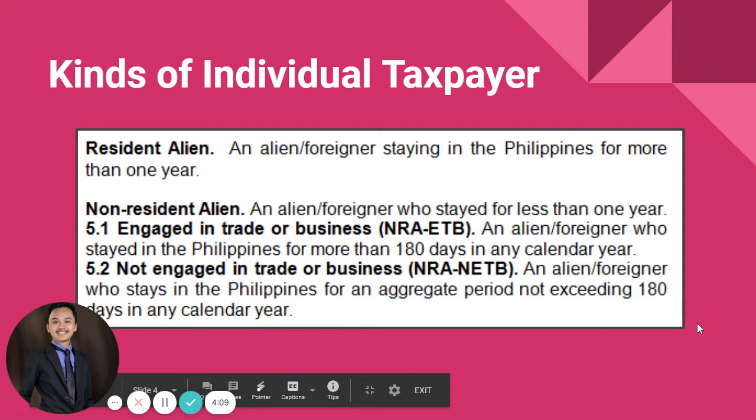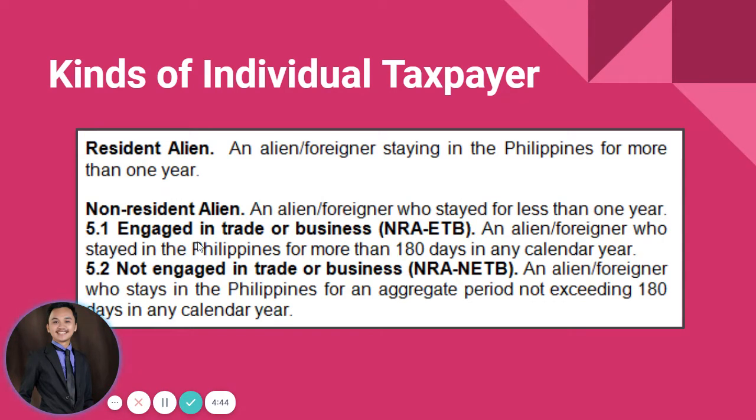Another type of individual taxpayer, guys, is our resident alien. When we talk about alien, obviously these are foreigners, no? Since it's a resident alien, then they are an alien or foreigner staying in the Philippines for more than 1 year. And lastly, the last kind of individual taxpayer is our non-resident alien, an alien or foreigner who stayed for less than 1 year. So we have two types of non-resident alien.